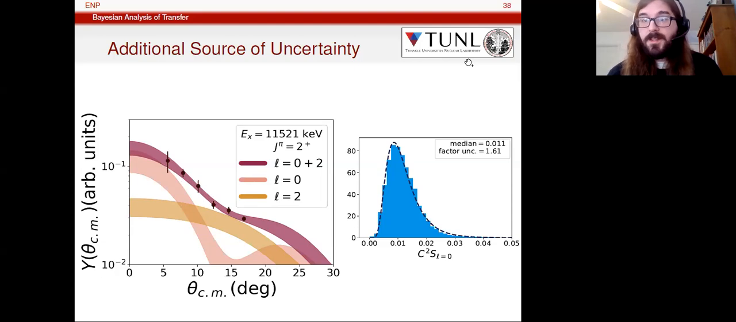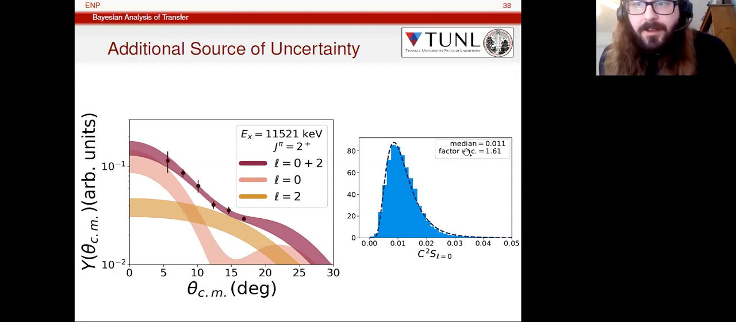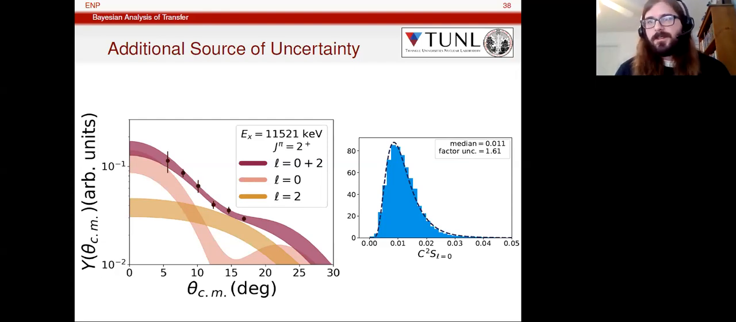And if we plug those samples into the same sort of log normal approximation, we see that our factor uncertainty has gone up to 60%. So we've had a dramatic increase in the uncertainty in this cross-section by considering a second component.